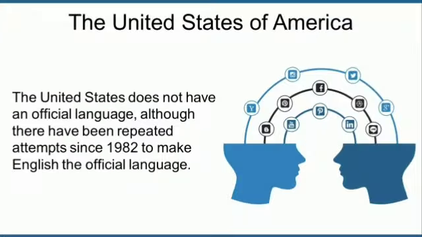Language planning has become a serious concern in the United States in recent years, particularly as a result of a recognition that there is a large indigenous Spanish speaking population and because of continued immigration. The United States doesn't have an official language, although there have been repeated attempts since 1982 to make English the official language.